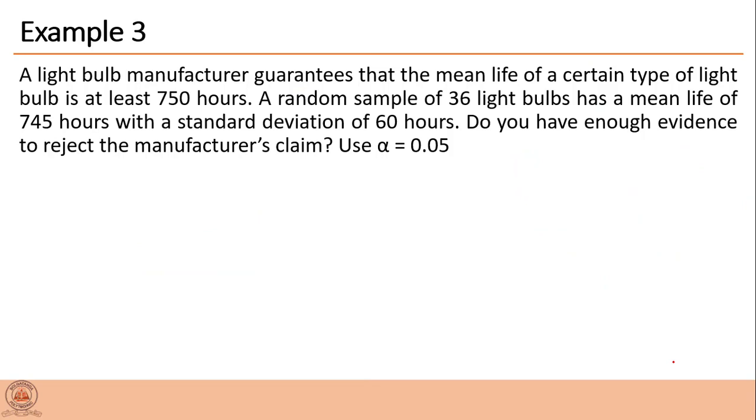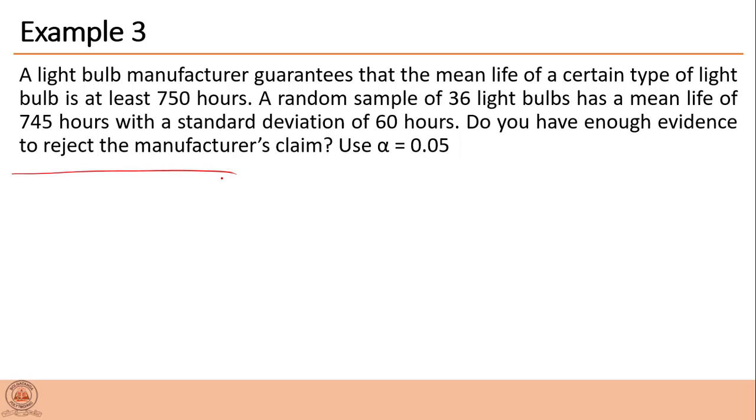Example number 3. A light bulb manufacturer guarantees that the mean life of a certain type of light bulb is at least 750 hours. A random sample of 36 light bulbs has a mean life of 745 hours with a standard deviation of 60 hours. Do you have enough evidence to reject the manufacturer's claim? Use an alpha value equal to 0.05.